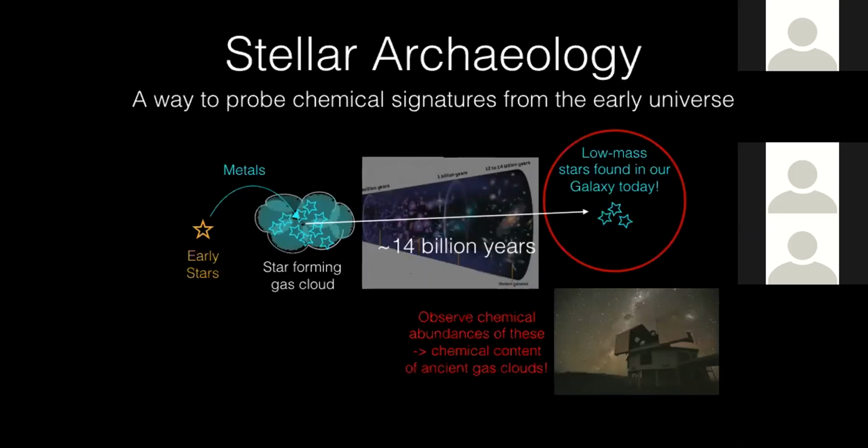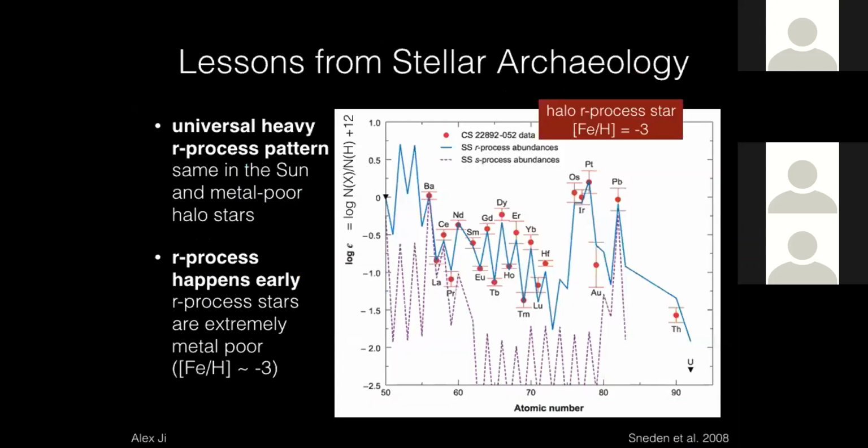We go searching for these low mass, metal poor stars out in the universe, and we measure their chemical composition, which gives us a snapshot of that early star forming gas cloud, and thus indirectly gives us information about what the early stars are like. So we've been studying these stars for decades, and by doing stellar archaeology, we learned quite a bit about the R process. One of the things that I still think is just absolutely fantastic is that there is this universal heavy R process element pattern.